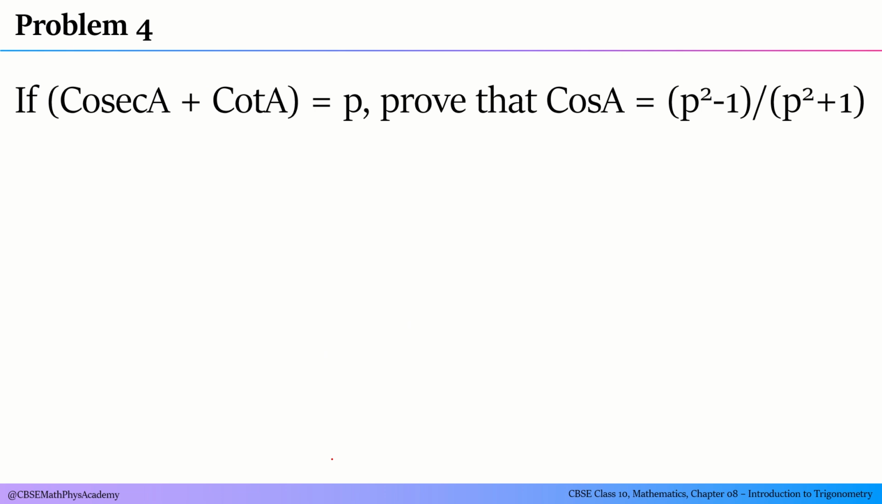Problem 4. This is a little bit bigger but it's straightforward and easy. They have given cosec A plus cot A is equal to P and they have asked you to prove the value of cos A is equal to P square minus 1 divided by P square plus 1. So this cosec and cot are related by trigonometric identity 3. I think you need to refer part 11 of the video to better understand this equation.